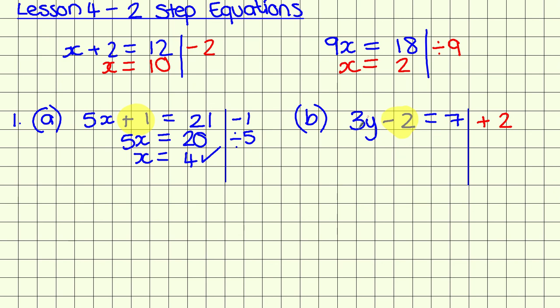So if I add 2 to this side, that makes the part in yellow disappear. So it leaves us with 3y. And if I add 2 to this side, 7 add 2 just gives me 9. Now I know I'm not finished yet because you don't have the letter by itself. This number 3 is in front of it.